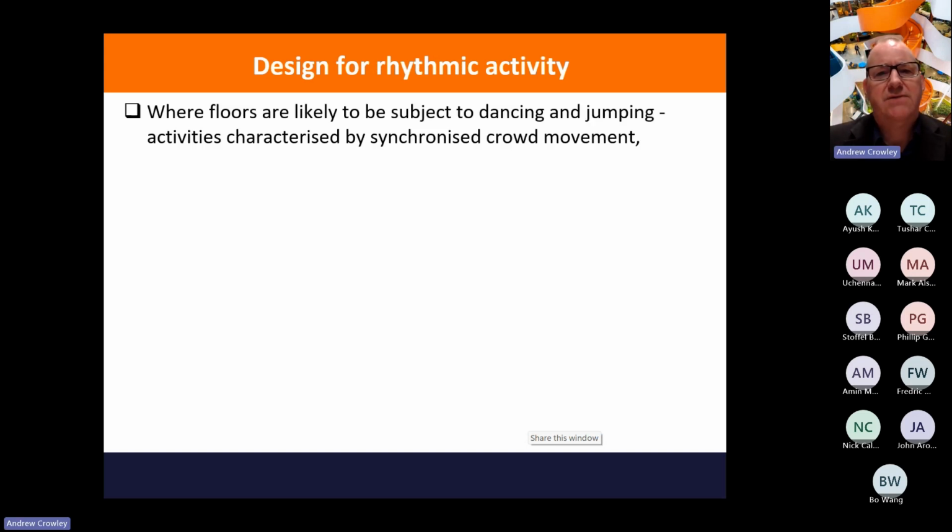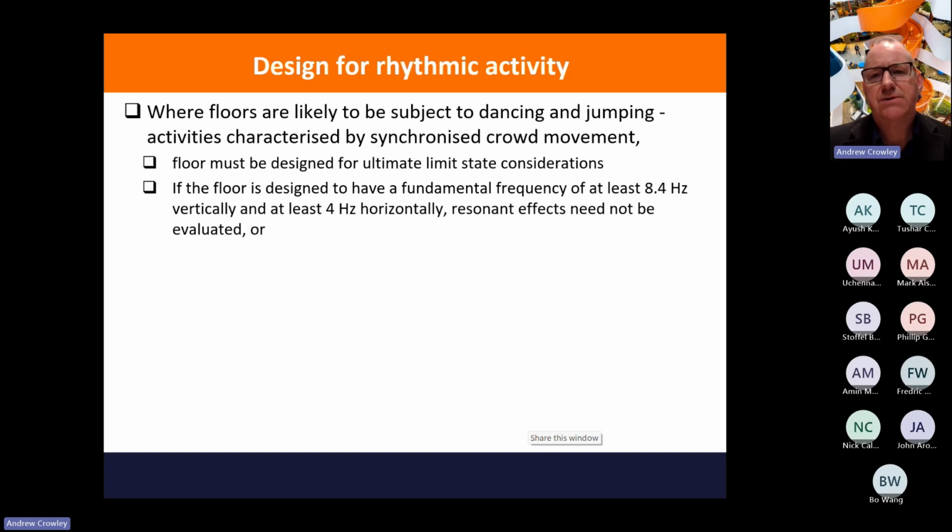If you're designing for rhythmic activity, now that could be jumping, dancing, or aerobics, these activities are characterized by synchronized crowd movement. That is, people moving together in time. And you need to design your floor to the ultimate limit state conditions, but also check the natural frequency. Now, I can say it's a rule of thumb from the Steel Construction Institute in the UK. So rather than the old 4 hertz, they're going right up to 8.4 hertz. If you've got a fundamental frequency of at least 8.4 hertz in the vertical direction and 4 hertz in the horizontal direction, then you don't need to bother calculating the resonant effects, and you don't need to evaluate them.